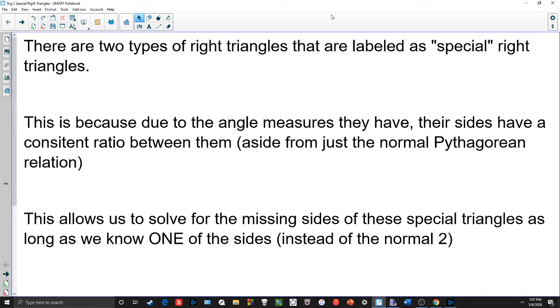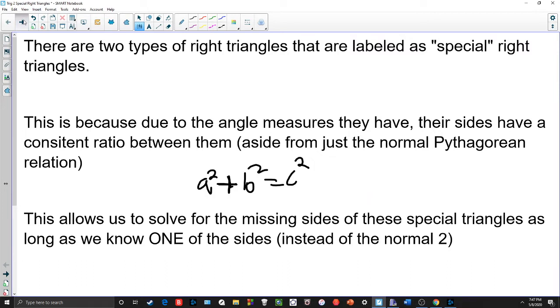Pythagorean theorem requires us to have two sides. So again, the theorem is a squared plus b squared equals c squared. To solve this theorem, we need to know at least two of these pieces, right? We have three variables. If we know two of the three variables, we can solve for the third one. But these special right triangles can be solved if we just know one of the pieces. And again, that's because they have a special relationship between their sides, a special ratio.